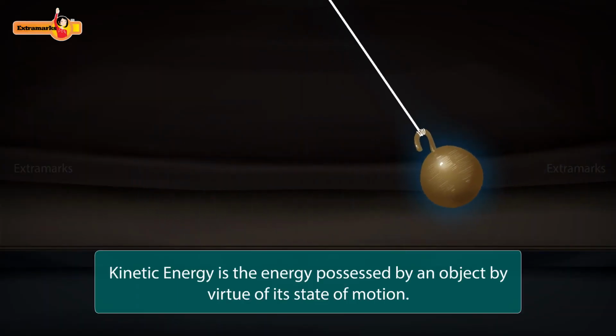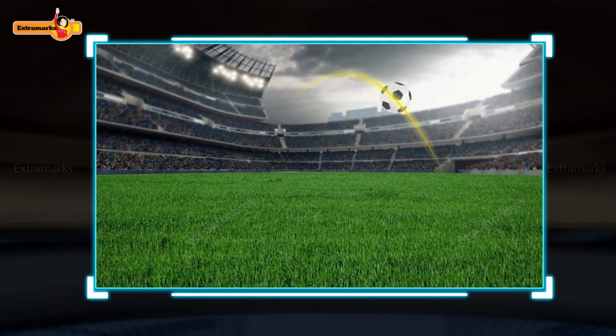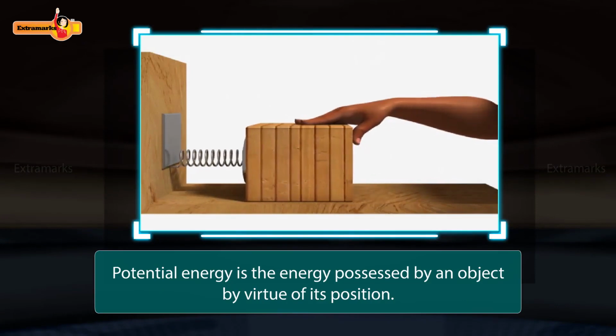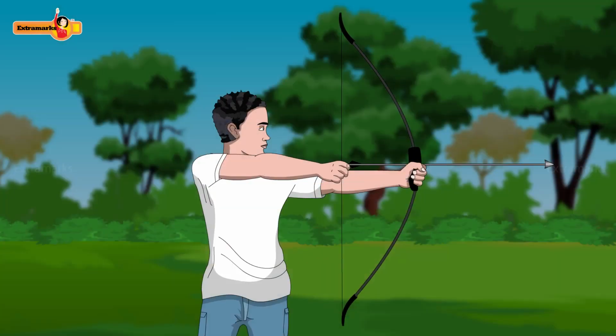Kinetic energy is the energy possessed by an object by virtue of its state of motion, such as a ball in motion. The potential energy is the energy possessed by an object by virtue of its position, such as a compressed spring. One form of energy can be converted into another form.